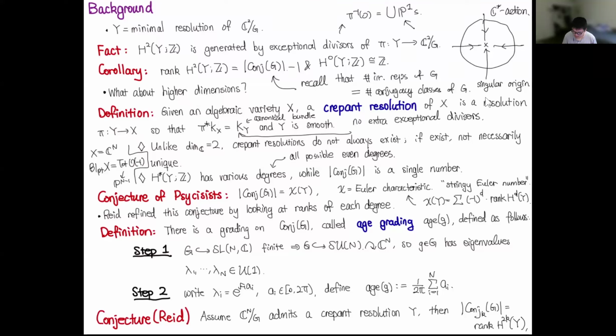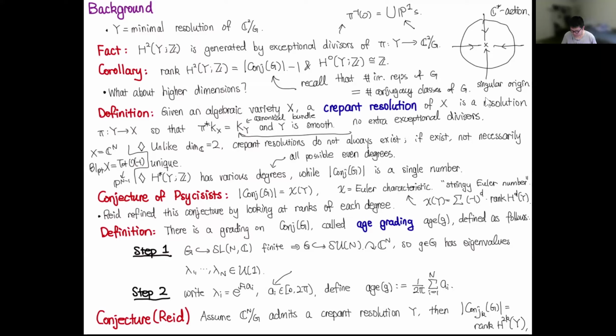And each eigenvalue is a root of unity. Each eigenvalue has norm 1, so you can write it as e to the square root of -1 times some real number a_i, where we just pick a principal value of a_i, and we define the H grading of G to be the average of the sum of all these numbers.